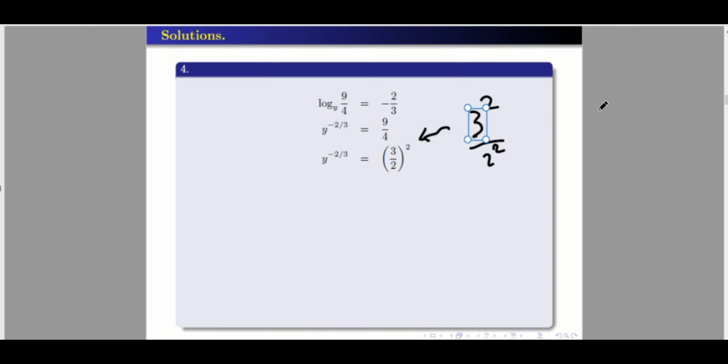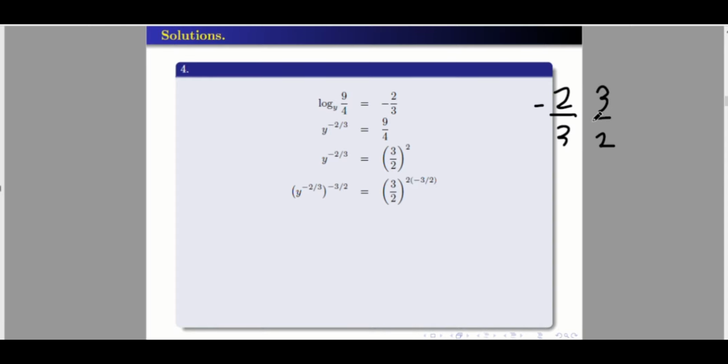Then take note, we only need y. So we can multiply negative 2/3 by negative 3/2. Negative 2/3 times negative 3/2 is positive. Then we can cancel 3 and cancel 2, so we have 1, and 1 times 1 is 1. That's why we have y raised to 1.